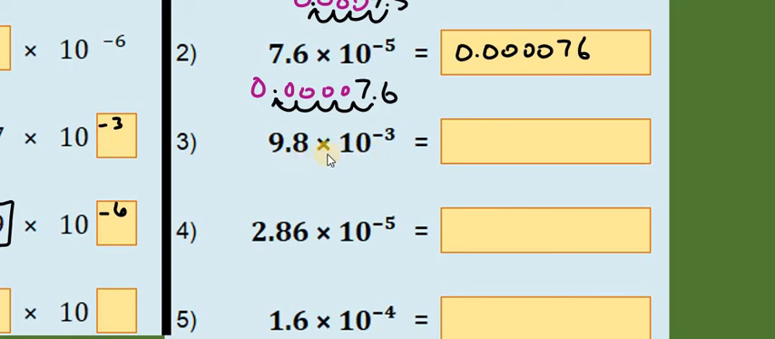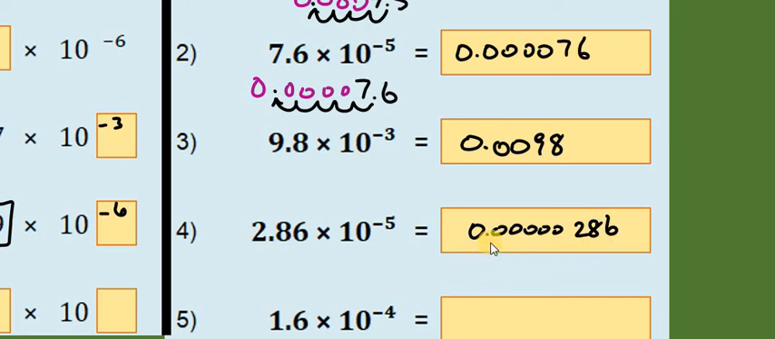All right, let's do this one. 9.8 times 10 to the negative third power. And so we're going to have 0.0098. 1, 2, 3 zeros before, as indicated by the power there. I'm sure you can do these other two. Let me just do part 4. So 5 zeros there. And then we're going to have 286.